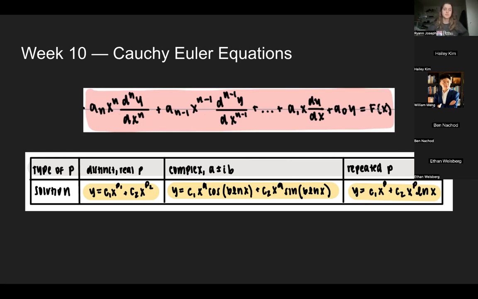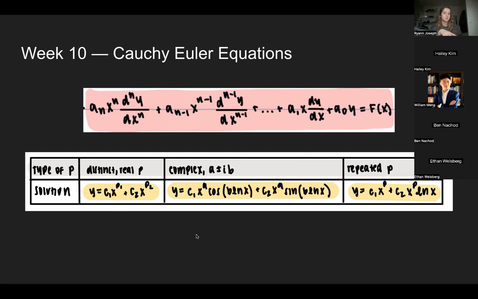The way we solve this is we set y equal to x to the p. That's the important thing to remember when we're solving these equations: y is equal to x to the p. Then you solve it from there and you solve for p. So p is going to be just a polynomial, just like we talked about with the characteristic polynomial. We solve that to give you p, and then based on the roots that you get, this is what your solution is going to look like.